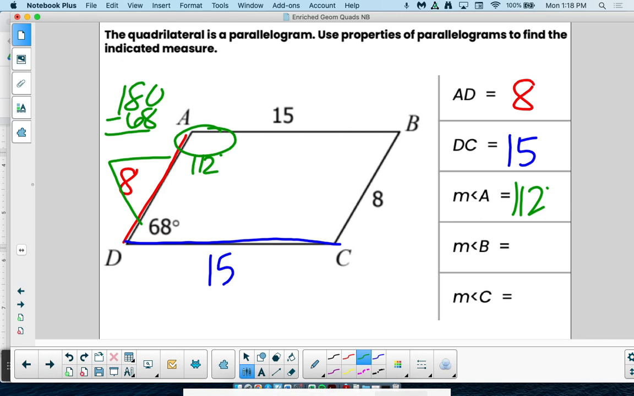Okay, what about angle B? 68. Yep, 68. Opposite angles are congruent. And then 112 for angle C. 112. Yeah. If you guys want to get a head start on the next one, go for it. I'll catch up to you. Same kind of problem, just different numbers.